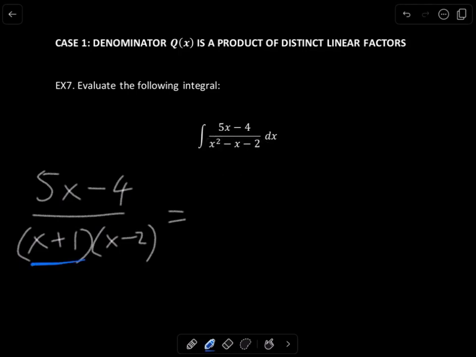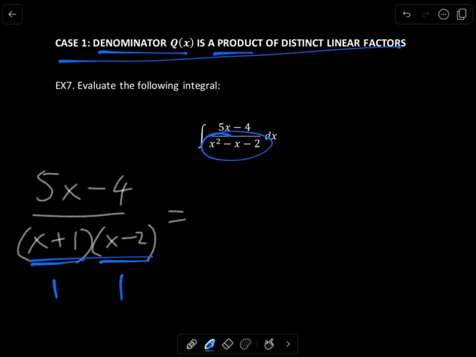Great. Now, take a look at this. We have a linear factor. How many times does it occur? It only occurs once. Then we have another linear factor. How many times does it occur? It only occurs once. That's why this is case 1. Denominator q of x, we factorized it. It is a product of distinct linear factors, each one only occurs once. x plus 1 is a linear factor, x minus 2 is also a linear factor. That's why we have case 1. If we have case 1, this is what we need to do.